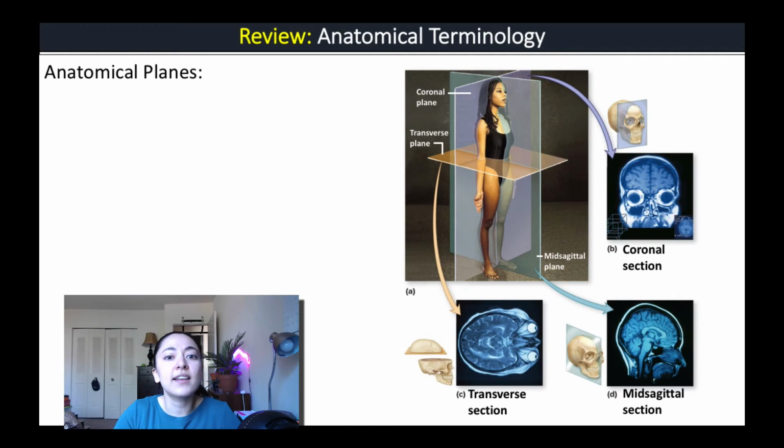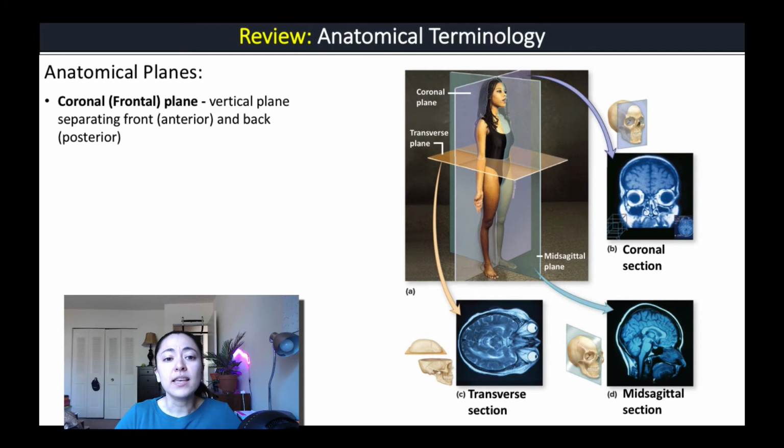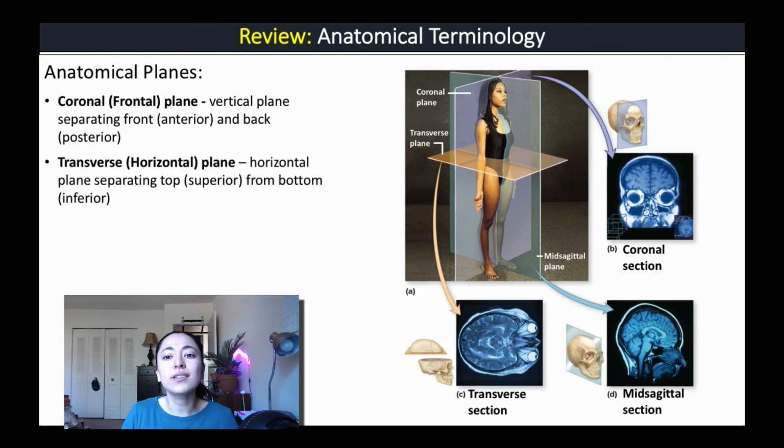There are 3 anatomical planes that you will typically see of the brain. A coronal or frontal plane is a vertical cut separating the front anterior and back posterior parts of a structure. In this coronal section, you can see the head has been cut vertically into the front and back half. In a transverse or horizontal plane, a structure is cut horizontally, separating the top superior from bottom inferior parts. Here is a transverse cut of the head, so you are viewing the inferior part from above.